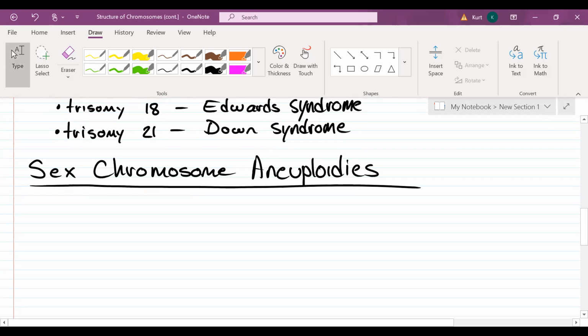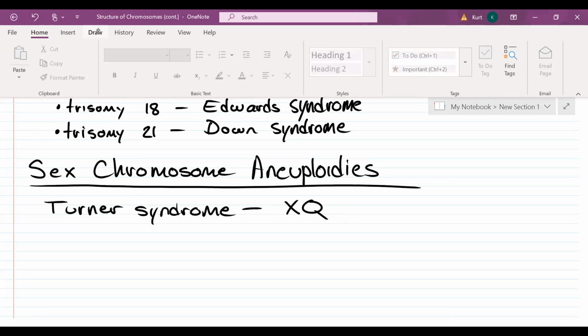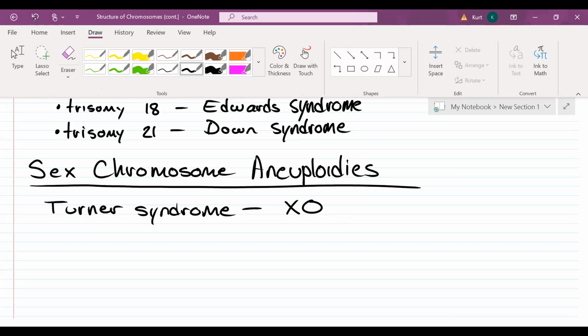Okay, first one, my Aunt Diane has this. It is called Turner syndrome. This is X naught. That's not an O like the letter O. That's a 0. And in science and math, you also call 0 naught, N-A-U-G-H-T. So that right there is naught, as in there's nothing there. She only has 1 X chromosome, and she should have 2. This happened due to non-disjunction.